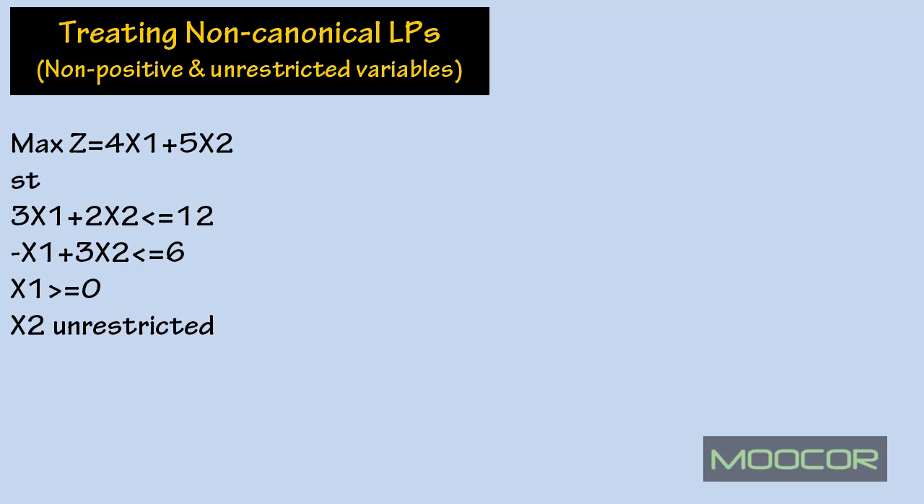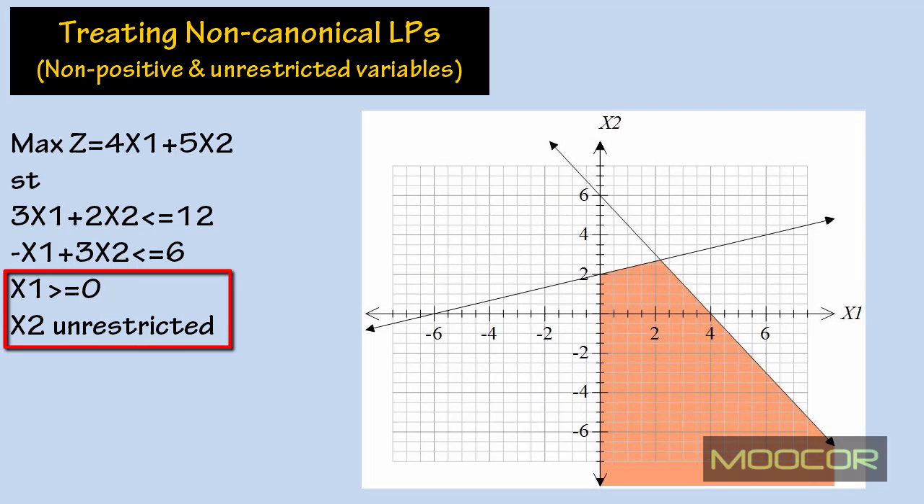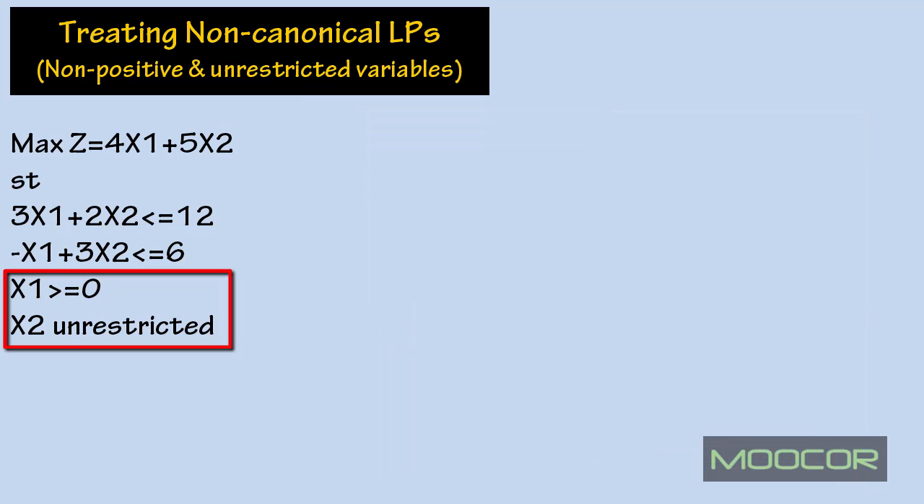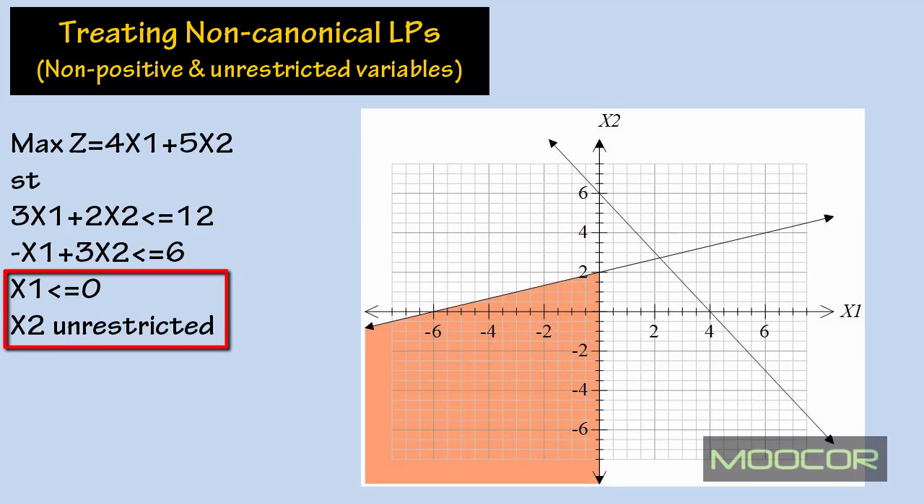Now let's look at some unrestricted cases. Unrestricted means they can be both positive and negative. In this case, I have kept x2 as unrestricted. You notice that the previous feasible region in this case is included, but a larger portion is also added to the feasible region. What if I change x1 to less than or equal and keep x2 unrestricted? Another significant change.